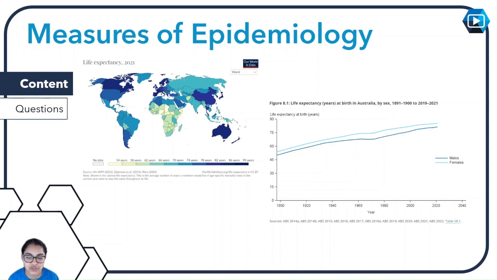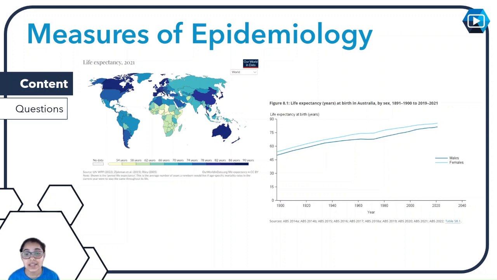But from these two graphs, we can see that in Australia, life expectancy is increasing, and it is increasing at a good rate. So we can see from the 1900s up till 2020 that there has been an increase of just below 30 years. And that is thanks to technology, that is thanks to medicine, so developments in medicine as well.